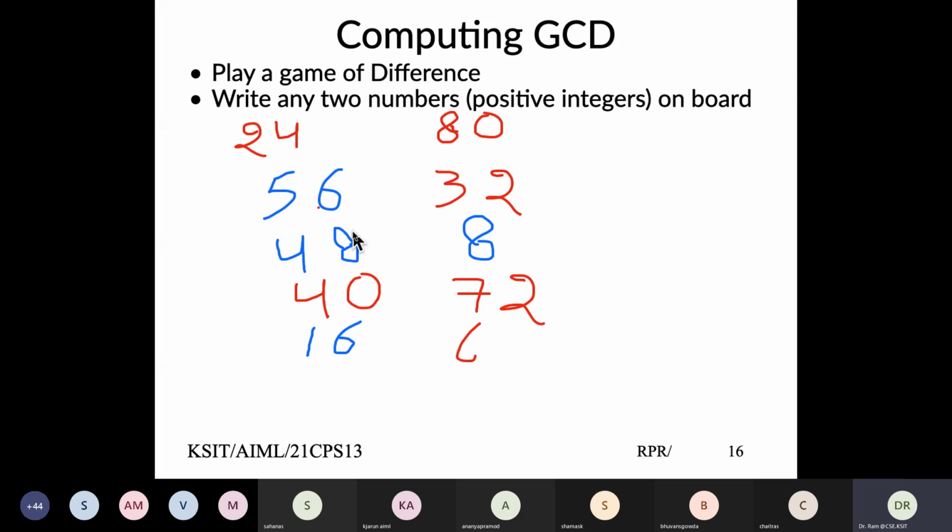Which is 64, right? Yes, sir. And now I cannot write any other number on the board. All numbers are written. Yes, sir. That means I lost the game, you won the game. Thank you, sir. Okay, let's look at another pair of numbers.